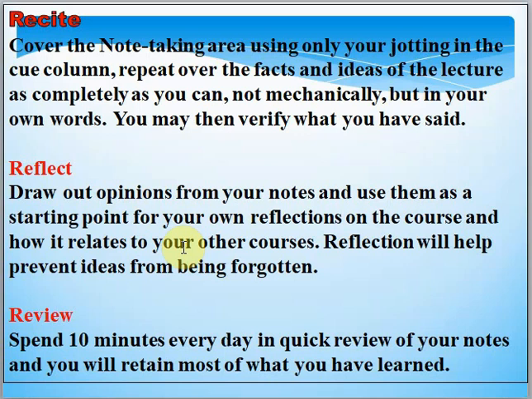Review. Spend 10 minutes every day in quick review of your notes and you will retain most of what you have learned. Also in the last lecture I have said that we can at least revise it once a week, but it is also important that during that lecture course you revise it more and more.